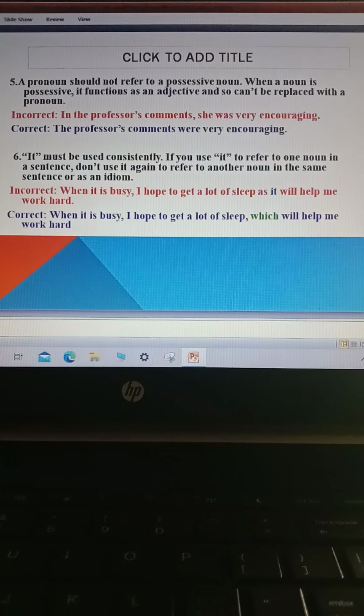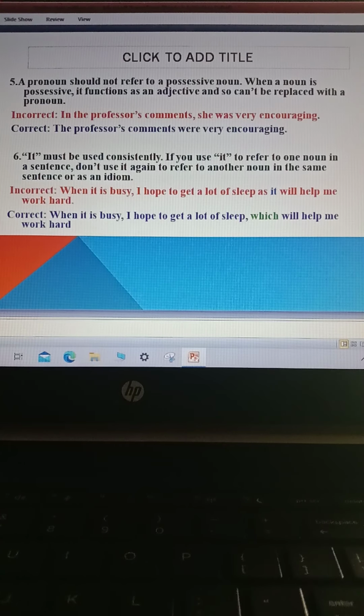Next rule: a pronoun should not refer to a possessive noun. When a noun is possessive, it functions as an adjective and so can't be replaced with a pronoun. Incorrect answer: in the professor's comments, she was very encouraging. Here the professor's comments function as an adjective, and that is a possessive noun. The professor's comments were very encouraging. The right answer.